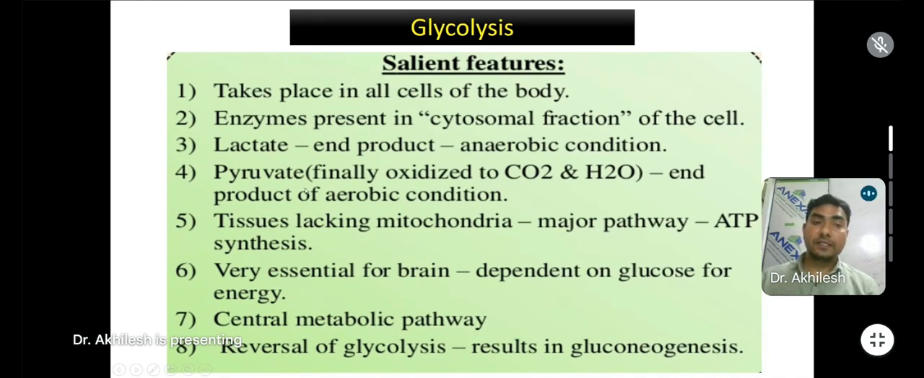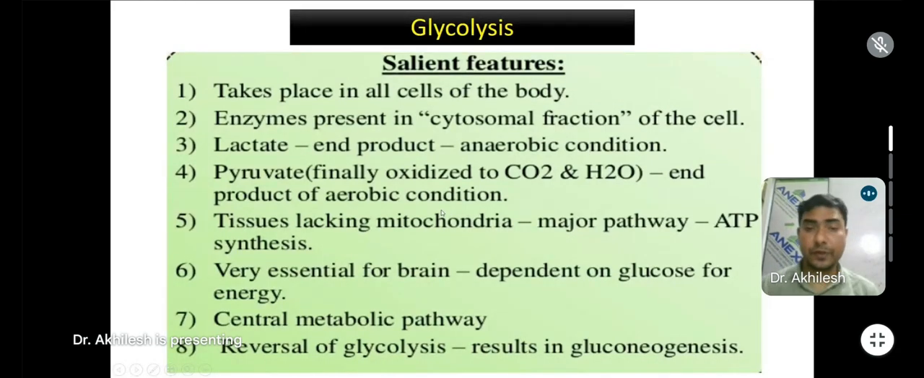The final product is pyruvate, and the fate of pyruvate is determined by the presence of oxygen. If oxygen is present, it enters the TCA cycle, followed by energy production, CO2 and water. If oxygen is not present, it goes into lactate production in humans, and alcohol production in yeast. Tissues lacking mitochondria majorly follow glycolysis for their energy production.